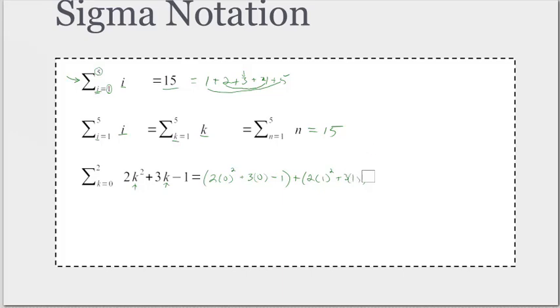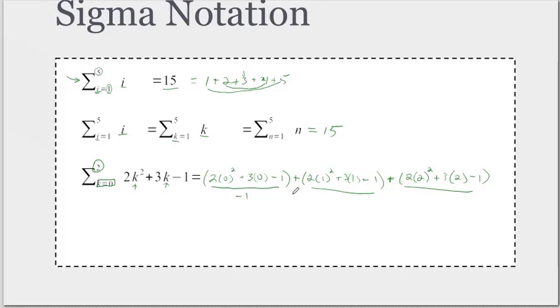Drew that parenthesis too soon. 3 times 1 minus 1, and then plus the last k, which is, since we're going up to 2, this will be the last one. 2 squared plus 3 times 2 minus 1. So because our sigma notation tells us to go from 0 to 2, I started off plugging 0 in, then I plugged 1 in, and then I plugged 2 in. And then we'd solve each of these.